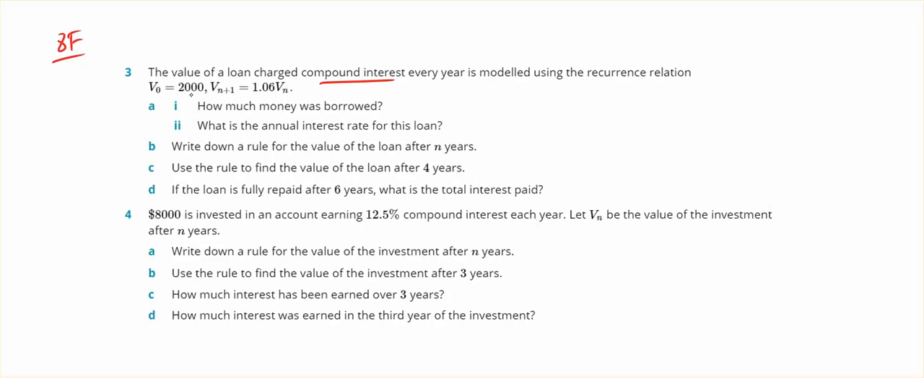So we've got a loan. So you owe money, you borrow $2,000, that's the initial amount you owe, and you're getting charged an interest every year. So the compound period's yearly.